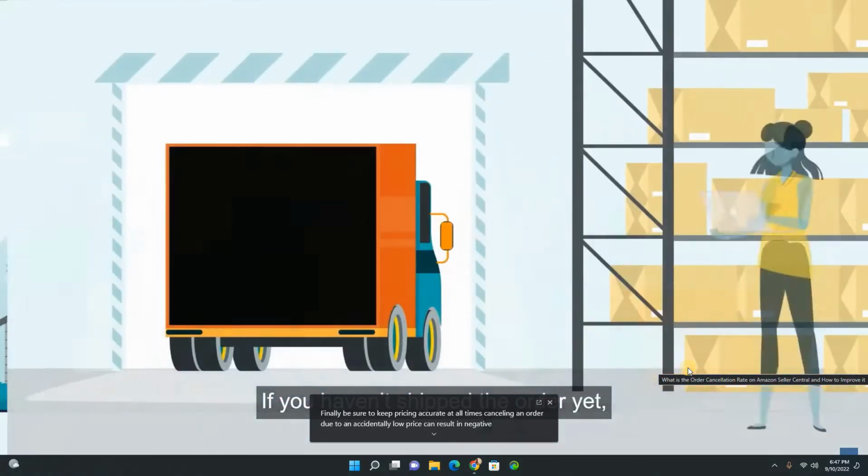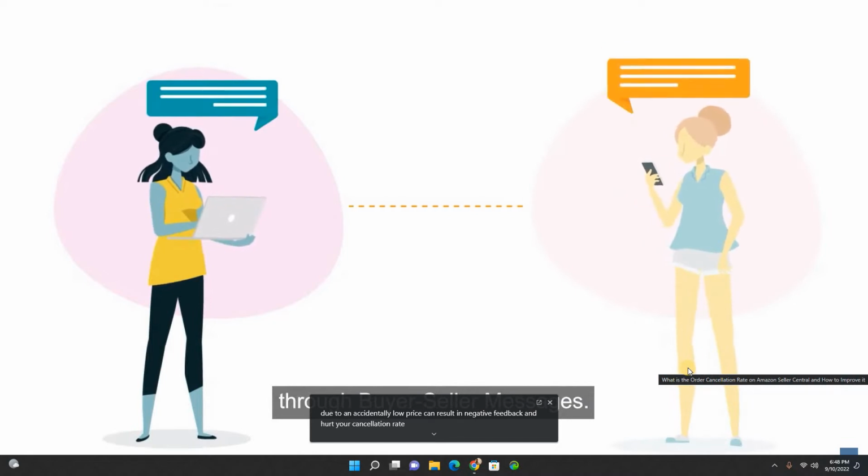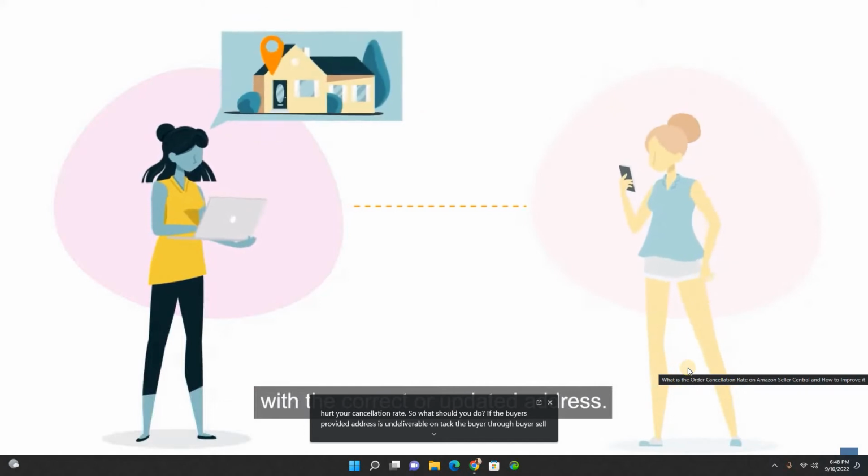If you haven't shipped the order yet, you can contact the buyer through buyer-seller messages. You can request they cancel the order and place a new one with the correct or updated address.